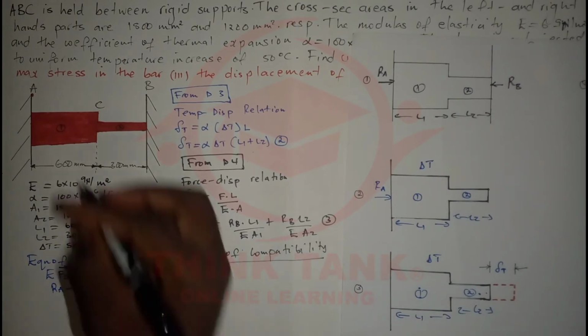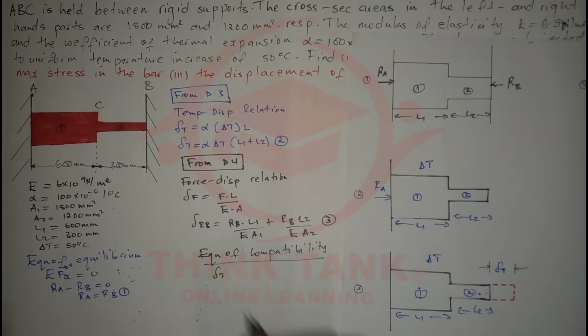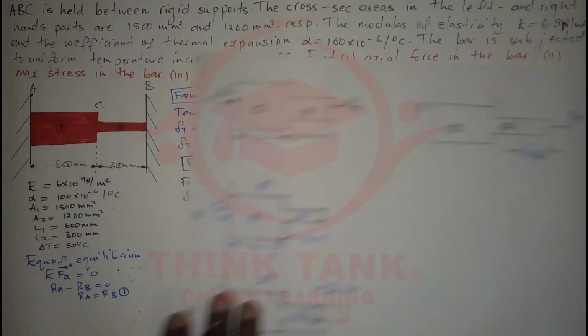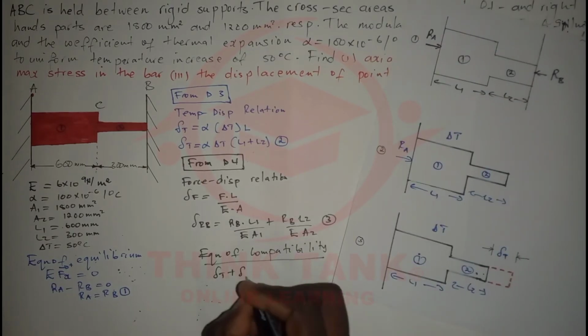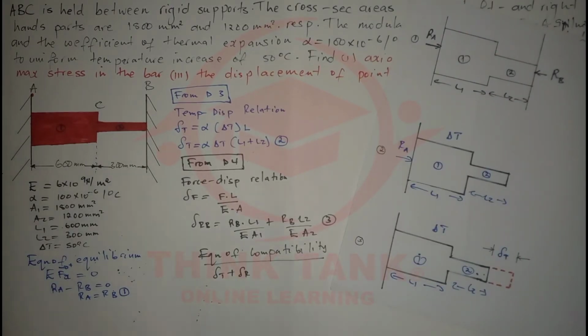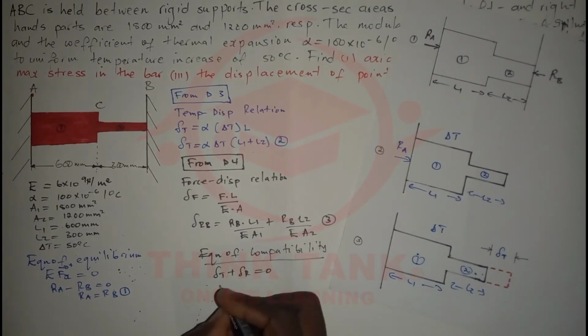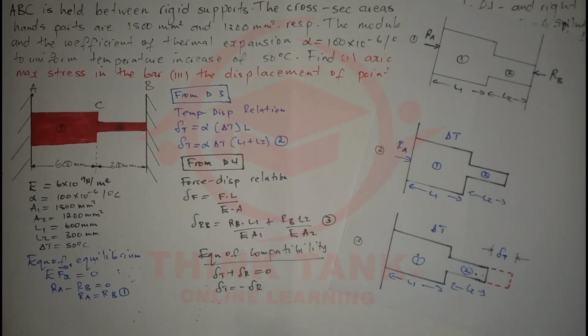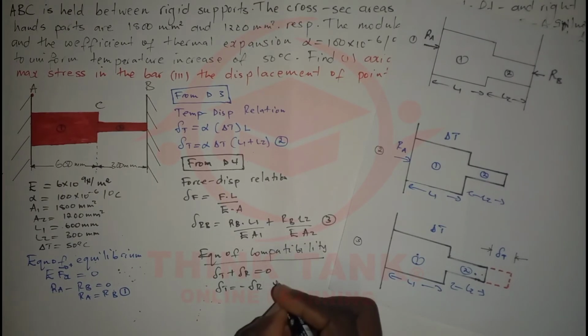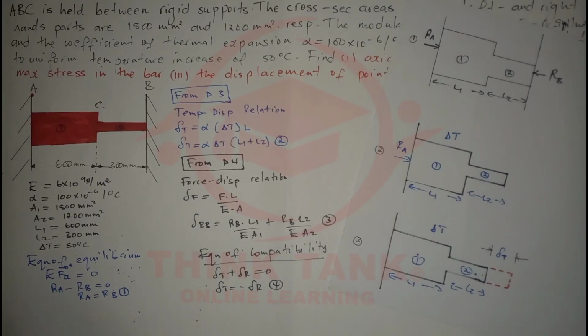It means this bar is going to change due to temperature, and it's also going to change due to the redundant force, which is RB. So I'm going to write plus RB. If we add these two lengths together, since it's rigid, we should get 0. That means delta T should be equal to negative delta B, and that is going to be the fourth equation. So now we have enough equations to find any missing information that we need.